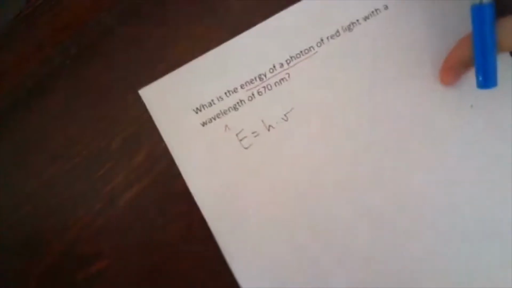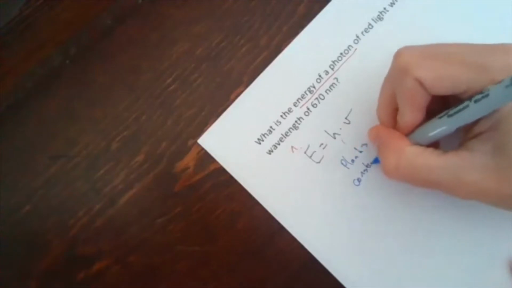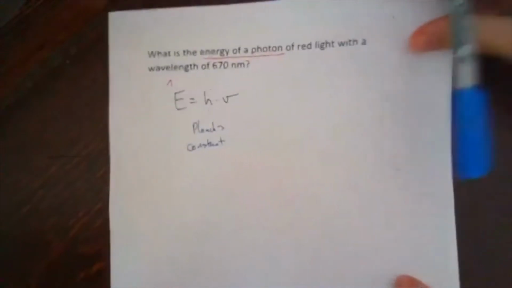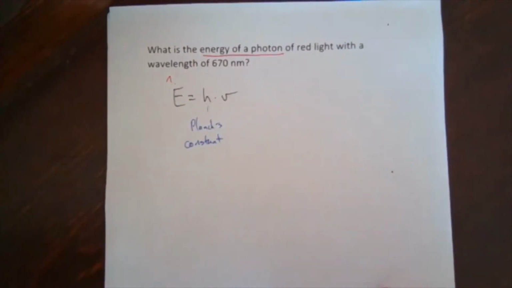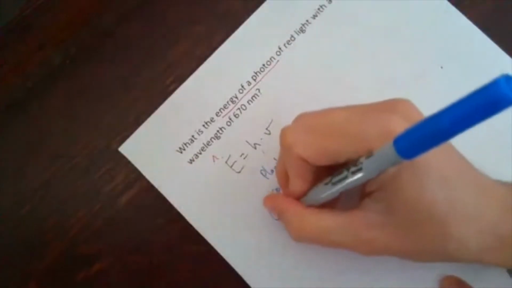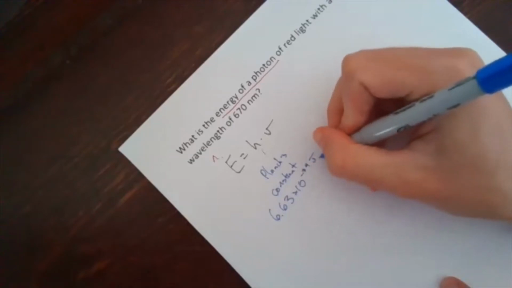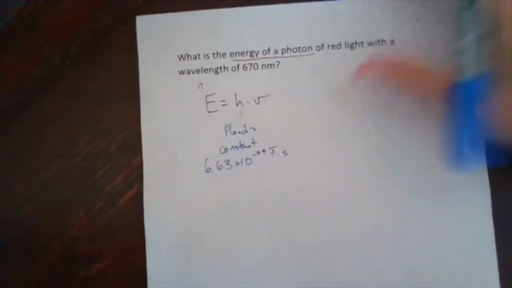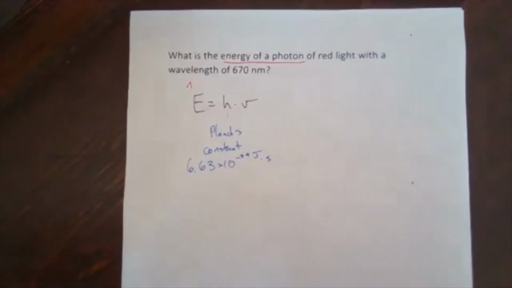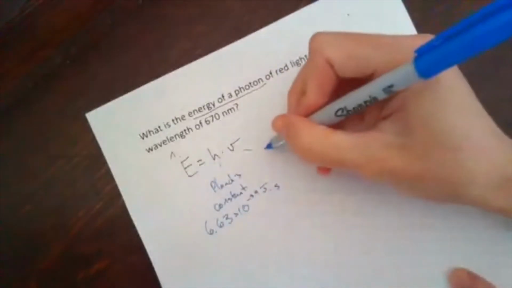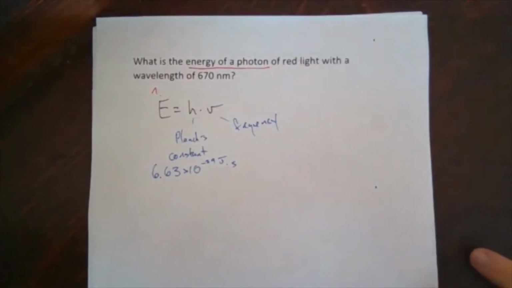Well, h is another constant. That's just a number that we can always look up. Whenever we see h, that's going to be 6.63 times 10 to the negative 34 joule seconds. So joules times seconds are the units on that. So then nu, we've seen previously, is frequency. So the energy of a photon is directly related to the frequency of that photon.